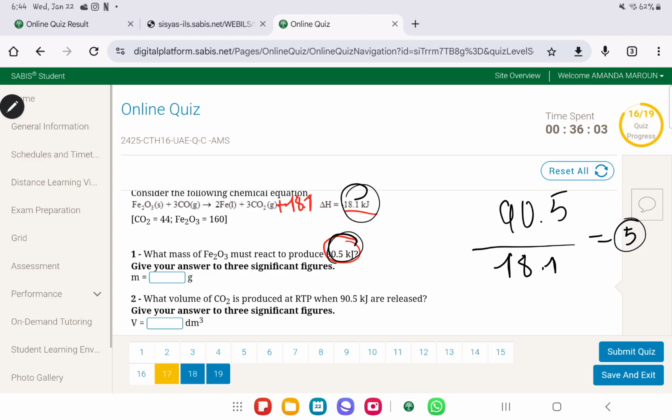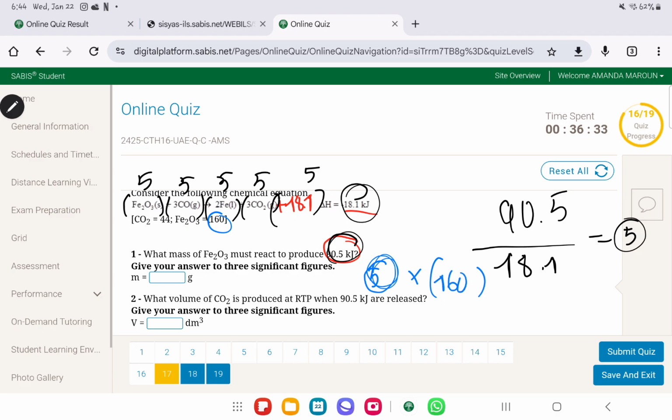So what mass of Fe2O3 must react to produce? Definitely you are gonna multiply everything by 5. So it's gonna be 5 moles of Fe2O3. To find the mass of 5 moles of Fe2O3, we are gonna multiply it by the molar mass of Fe2O3, which is 160. So 5 times 160 will give us an answer of 800.